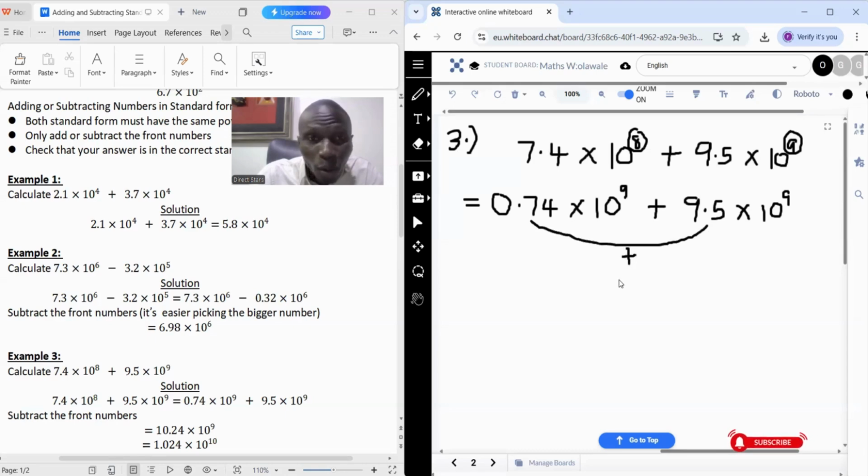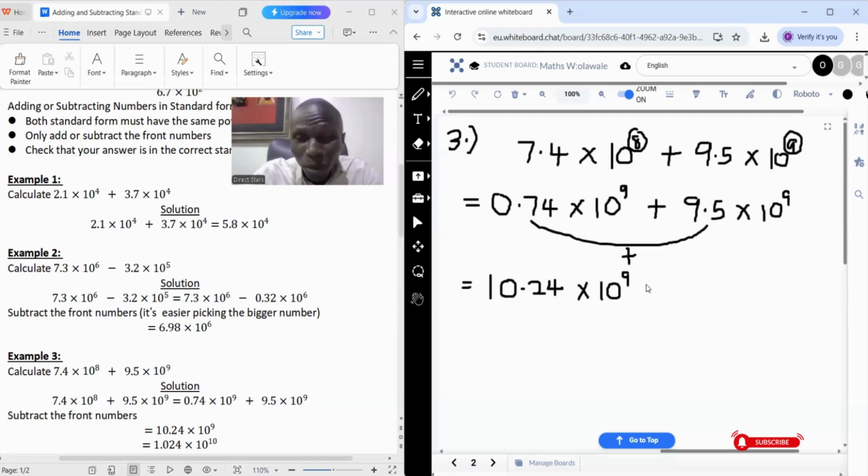That's 0.74 plus 9.5. Adding these two up, we're going to have it to be 10.24 times 10 raised to the power of 9. But if we look at this, this is not in the correct form of a standard form because the front number must be greater than or equal to 1 but less than 10. But here we have the front number to be 10.24. So it is not in the right form of the standard form.